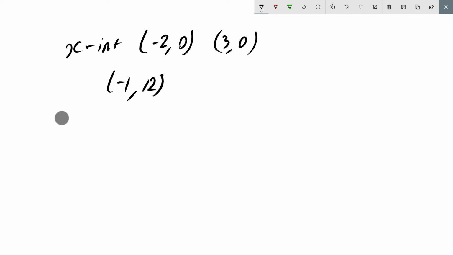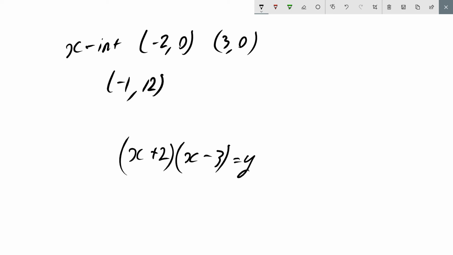Okay, so this is the information that we have. Then we should put it into factorized form since we know what the two x-intercepts are. So x, and then we'll get the opposite, so it will be plus 2, and then the opposite, which would be minus 3. And now we can say that this is equal to y. So there's one.